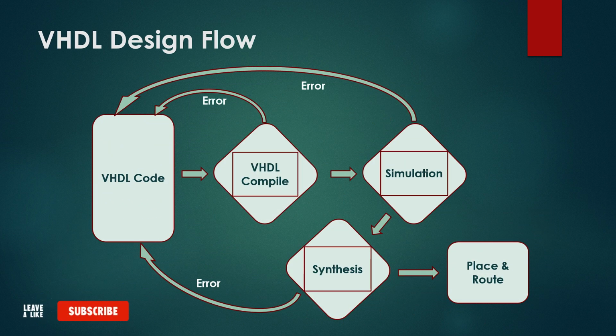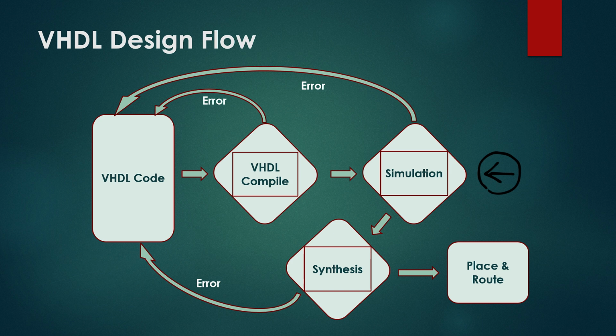Now let's quickly go through the last topic of this session, that is the VHDL design flow. So we write our VHDL code to describe the behavior of our digital system in a code editor. Next, we compile our VHDL code to check if our code has any syntax errors. If we have a syntax error, we cannot proceed further, and we need to jump back to the VHDL code to fix those errors and then recompile. Once compile is done, the next step is simulation, where you will analyze and verify the behavior of your digital system with the help of waveforms.